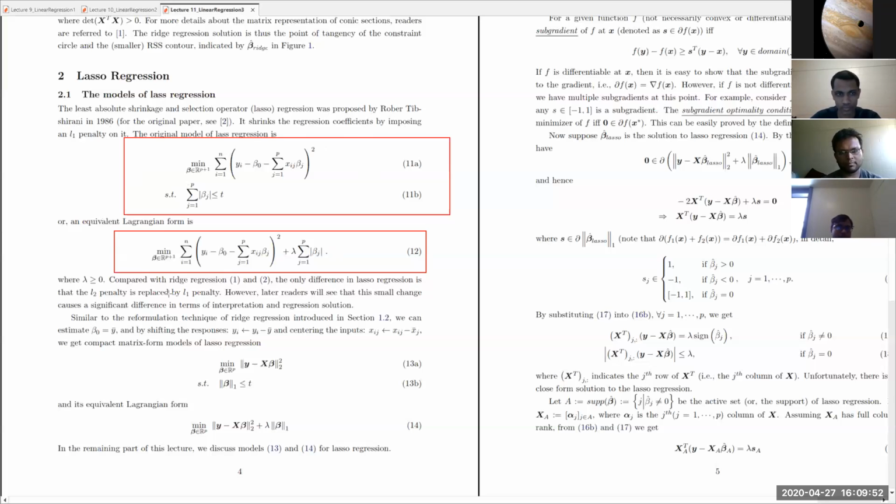Okay, and similarly, we have the problem here because my j is from 1 to p, while my beta is in R^(p+1).